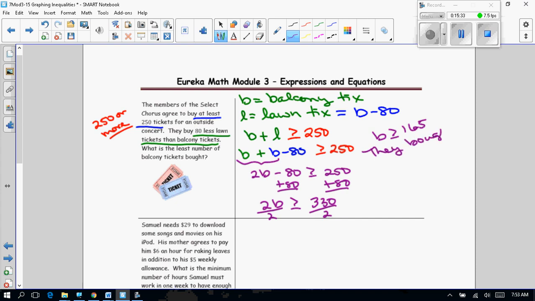They bought a minimum of 165 balcony tickets. Okay.